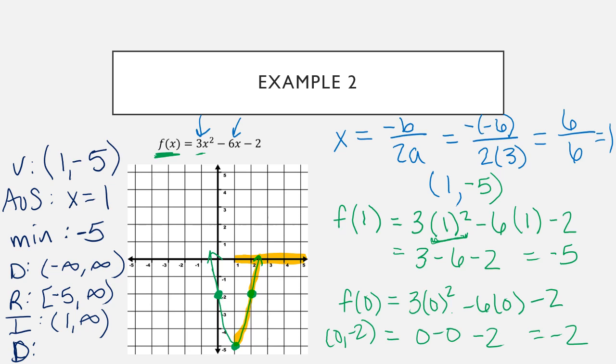My decreasing is going to be the exact opposite. It will be from negative infinity to positive 1. And that should be everything that you need for all those characteristics.